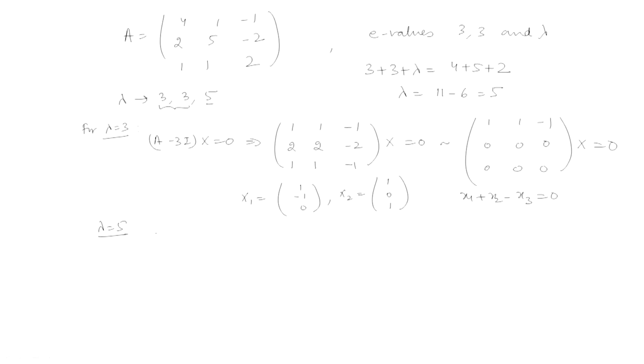Now, corresponding to lambda equal to 5, we can find A minus 5 I times x equal to 0, and when we simplify it is [minus 1 1 minus 1; 2 0 minus 2; 1 1 minus 3] x equal to 0. When you simplify this, you will get x as 1 2 1. You can find the echelon form, and then the vector you find is this vector. So, how can you find P? Because we have ensured that this matrix is diagonalizable, how can we find P?